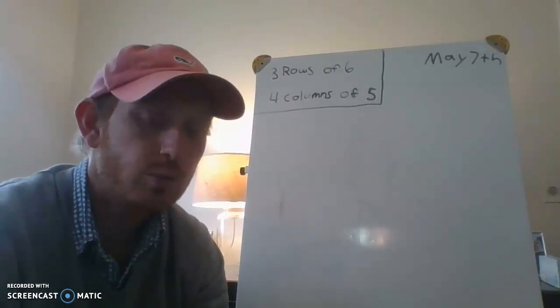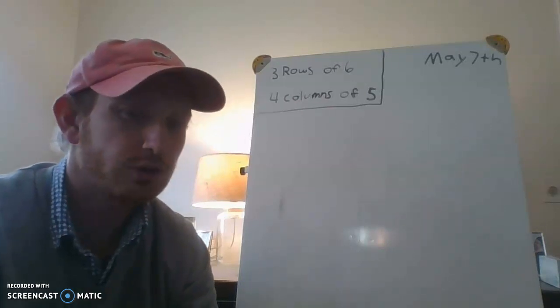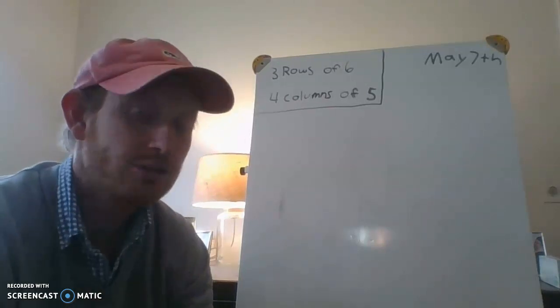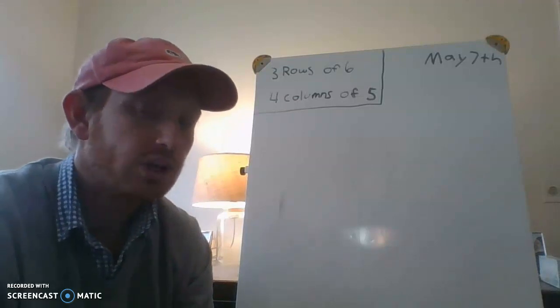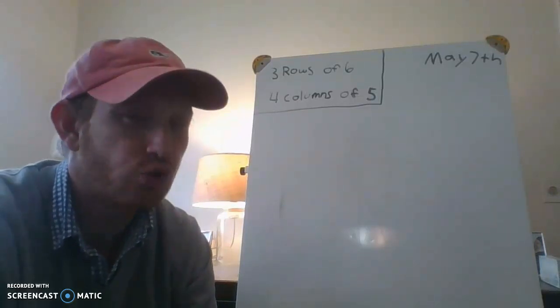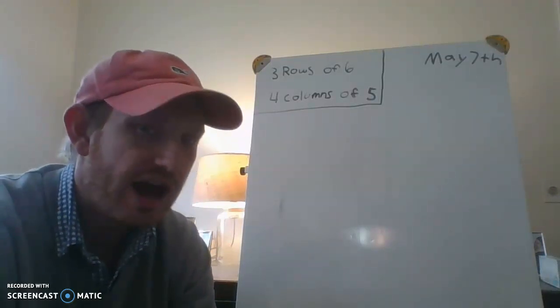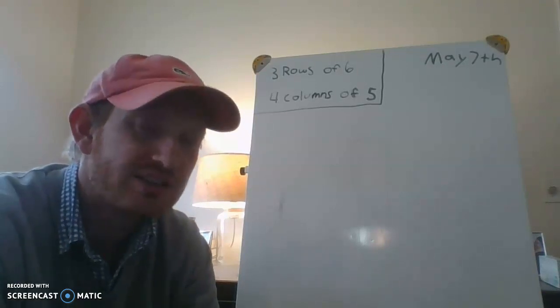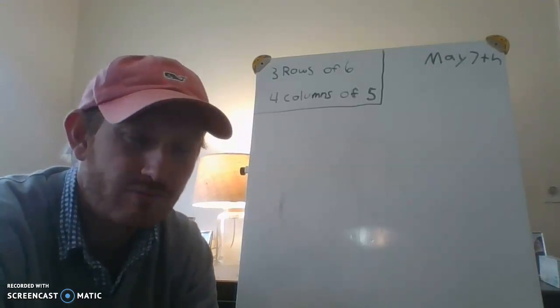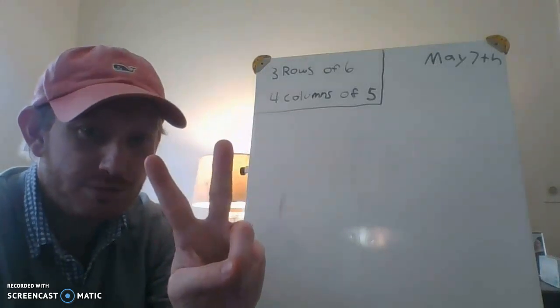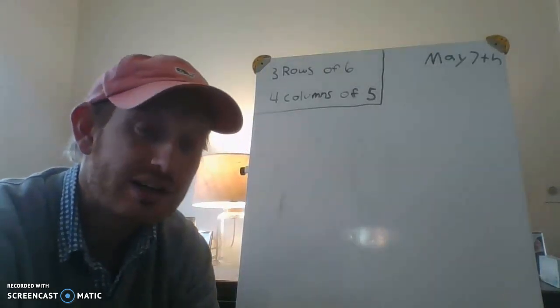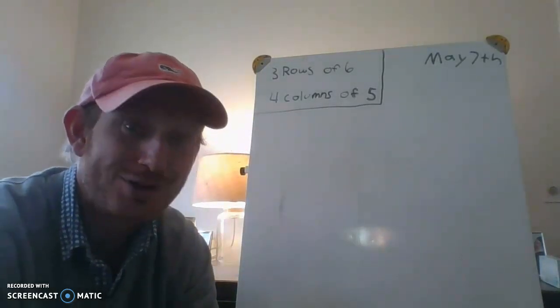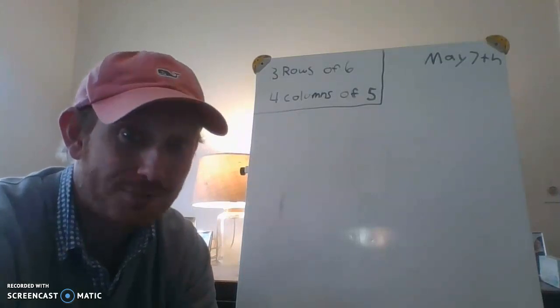So as I said, today we're going to be reviewing something that you've learned both with me and in your lessons with Miss Daniel. We're going to be making arrays using rows and columns, and we're going to use those arrays to make repeated addition. We're going to do two problems together, and then you're going to take a short quiz. All right, let's jump right in.